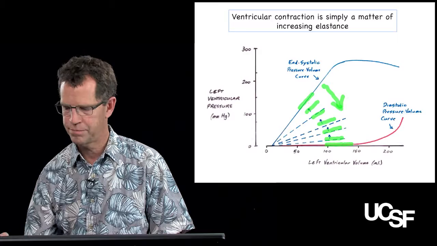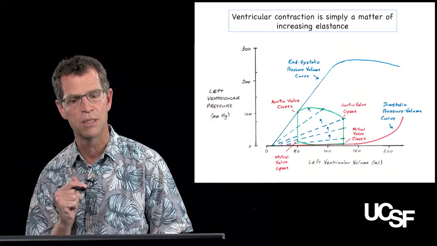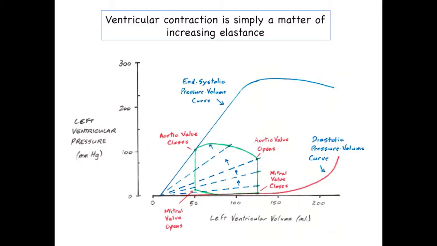To illustrate that, this next slide is slightly complicated, but it more or less superimposes the pressure volume loop that I told you about in the previous module, the cardiac cycle pressure volume loop, onto these elastance curves that I've just plotted, because of course the pressure volume loop also plots volume versus pressure. You can see in green here, this pressure volume loop is now illustrating how pressure and volume change during the cardiac cycle as the elastance of that heart changes.